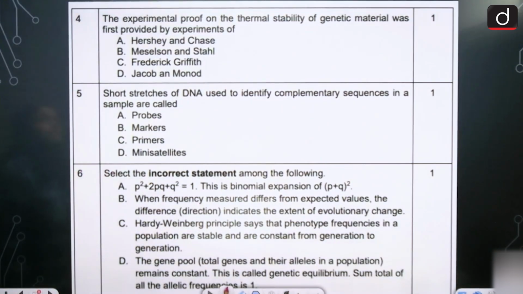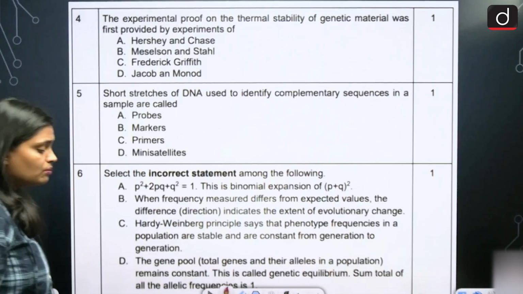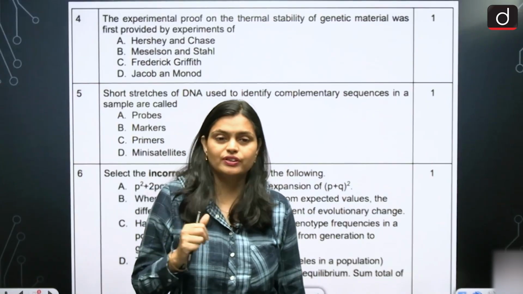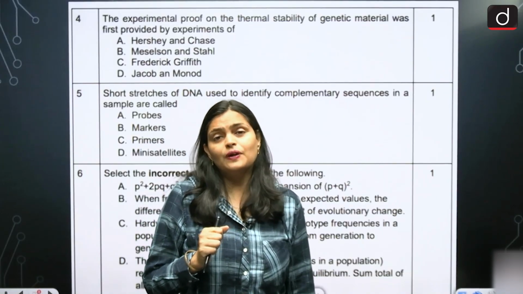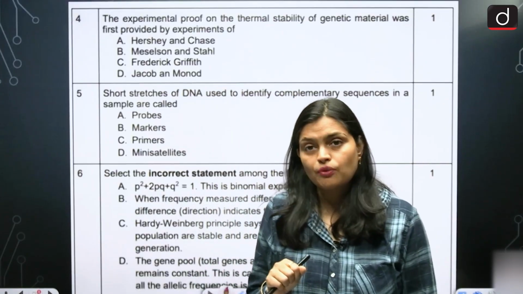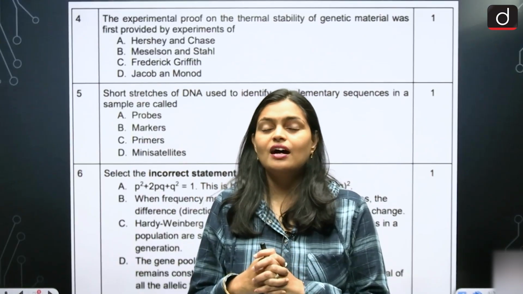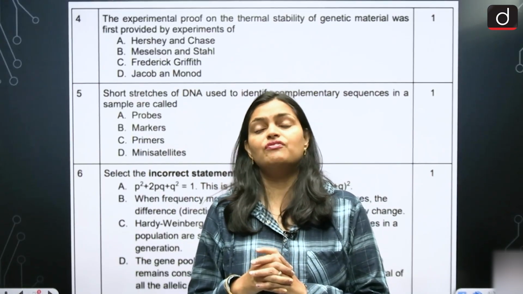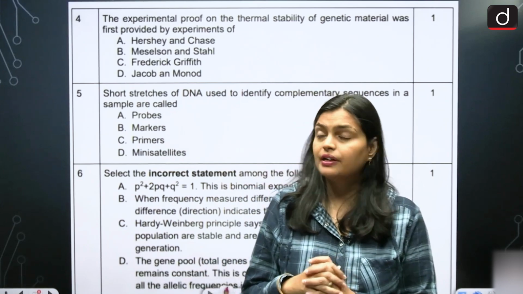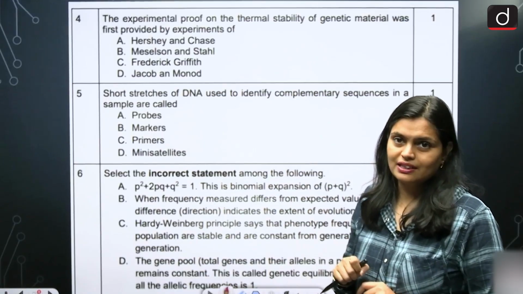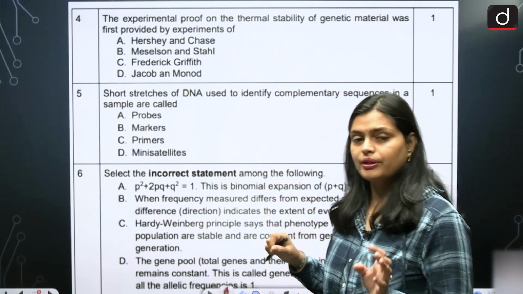Then the next is: the experimental proof on the thermal stability of genetic material was first provided by. Now this is your topic related to the molecular basis of inheritance, and here you have learned about the Griffith transformation experiment. Remember, Griffith का आपने transformation experiment पढ़ा. You have learned about the Hershey and Chase experiment. Okay. Also you have learned about the Meselson and Stahl experiment, right? And Jacob and Monod को भी आपने पढ़ा था.